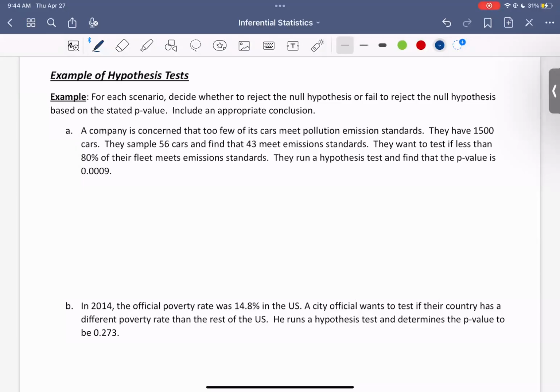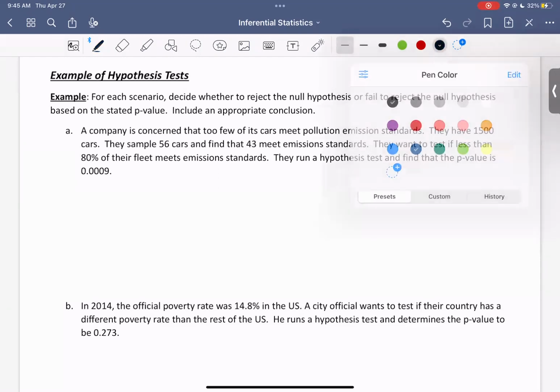So in these examples, we are going to determine for each scenario whether to reject the null hypothesis or fail to reject the null hypothesis based on the stated p-value. And we're going to include an appropriate conclusion. Here we're not actually going to compute p-values; we're going to be given them. But this will help us make more sense of the steps in a hypothesis test. It'll help us set up the hypotheses, compare the p-value with the significance level, and then make sense of the conclusion. All right, so let's jump in.